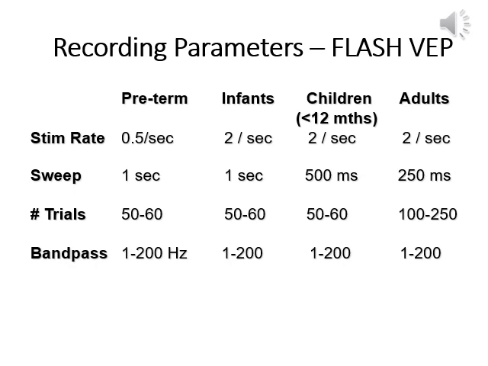The bandpass for all age groups is 1 to 200 hertz, so a low-pass filter of 200 hertz and a high-pass filter of 1 hertz.